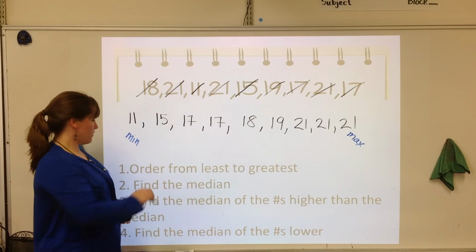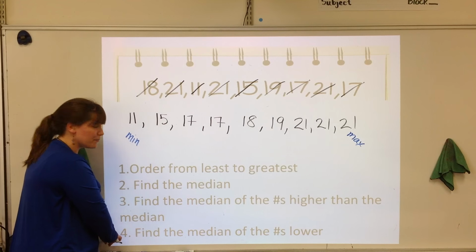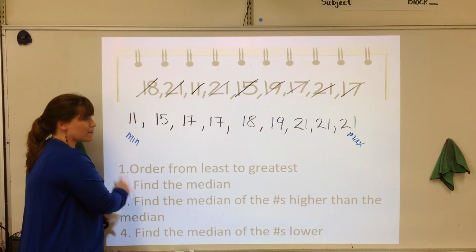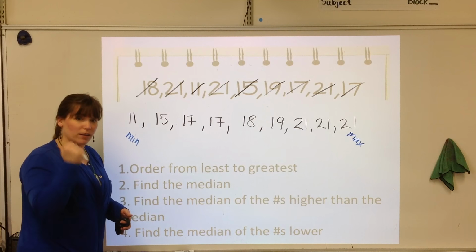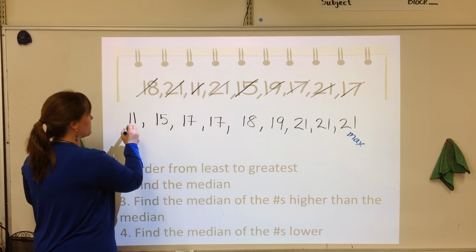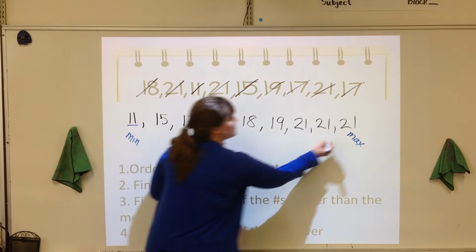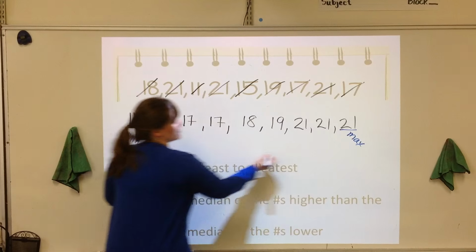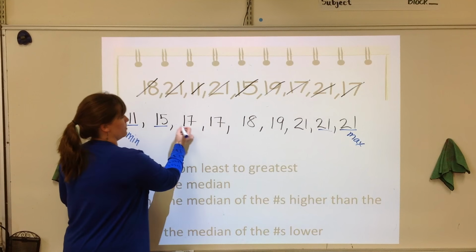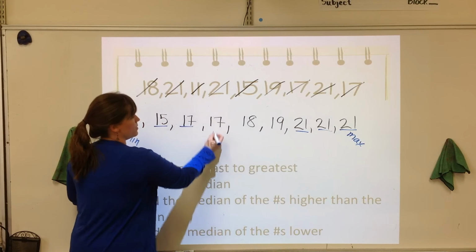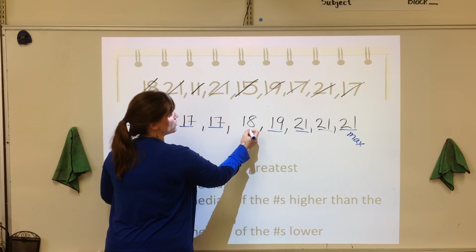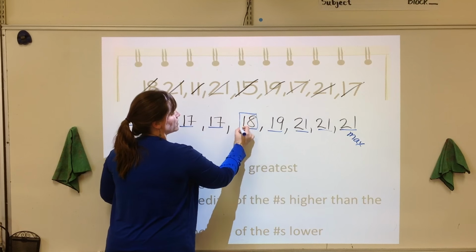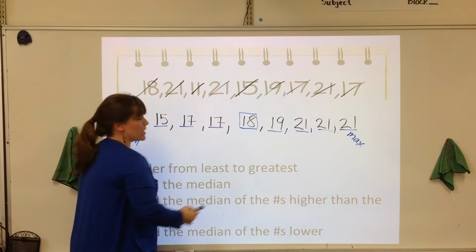Then, as you can see, I've outlined some steps here. We're going to find the median, and we did that in our last video. I'm going to underline so I can keep track that way. So 21 and 11 is one pair. 15 and 21 is the second. 17 and 21, and 17 and 19. And so I have one number in the center. That is my median.